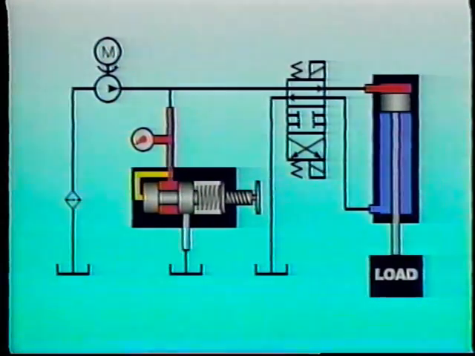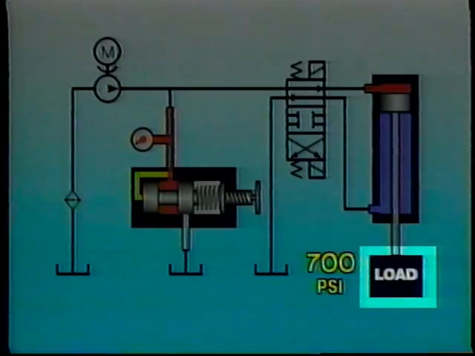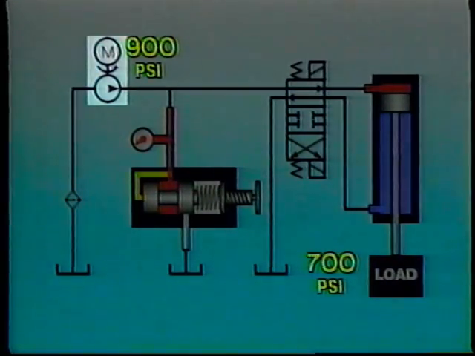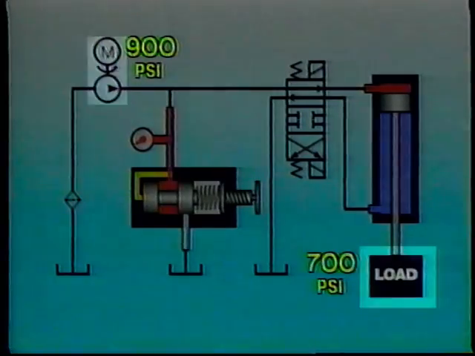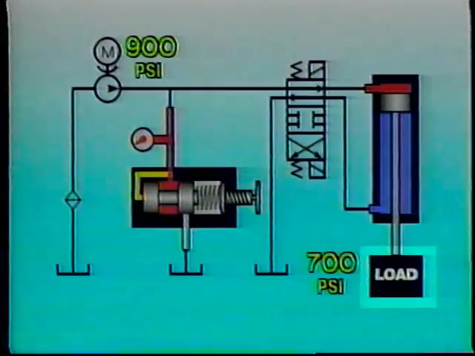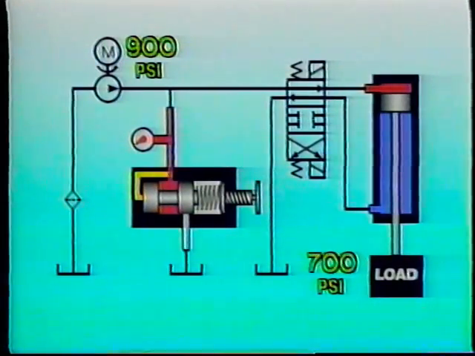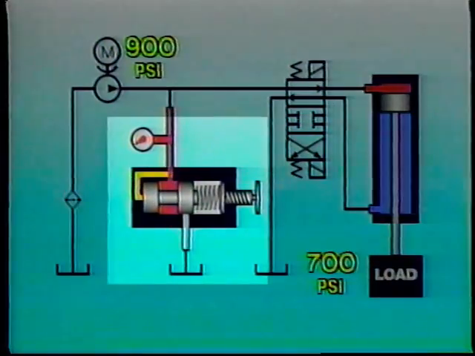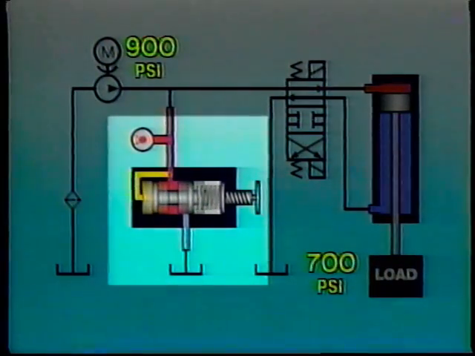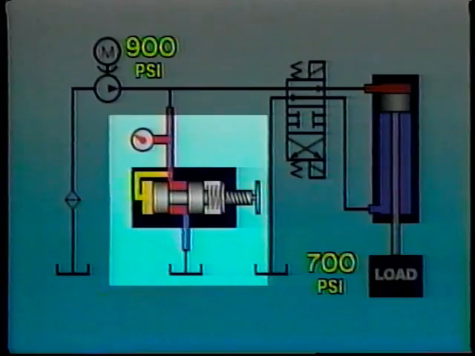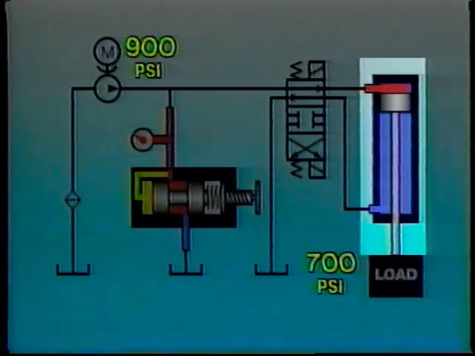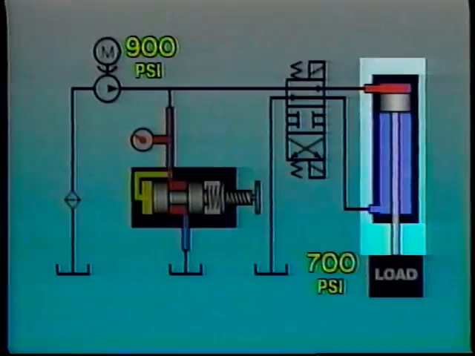But if the resistance of the load increases, let's say to 700 psi, then the pump has to develop 900 psi, 700 psi for the load and 200 for the fluid resistance. The 900 psi might open the relief valve about halfway, allowing 5 GPM to return to tank. If that happens, the cylinder will fill much more slowly, and rod velocity will be substantially reduced.